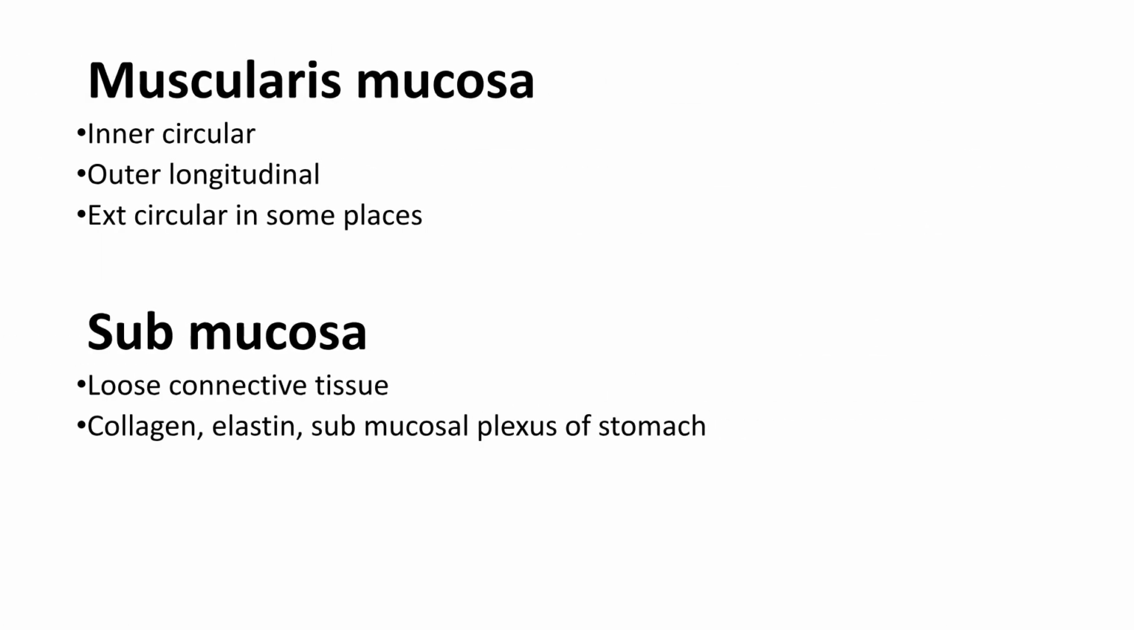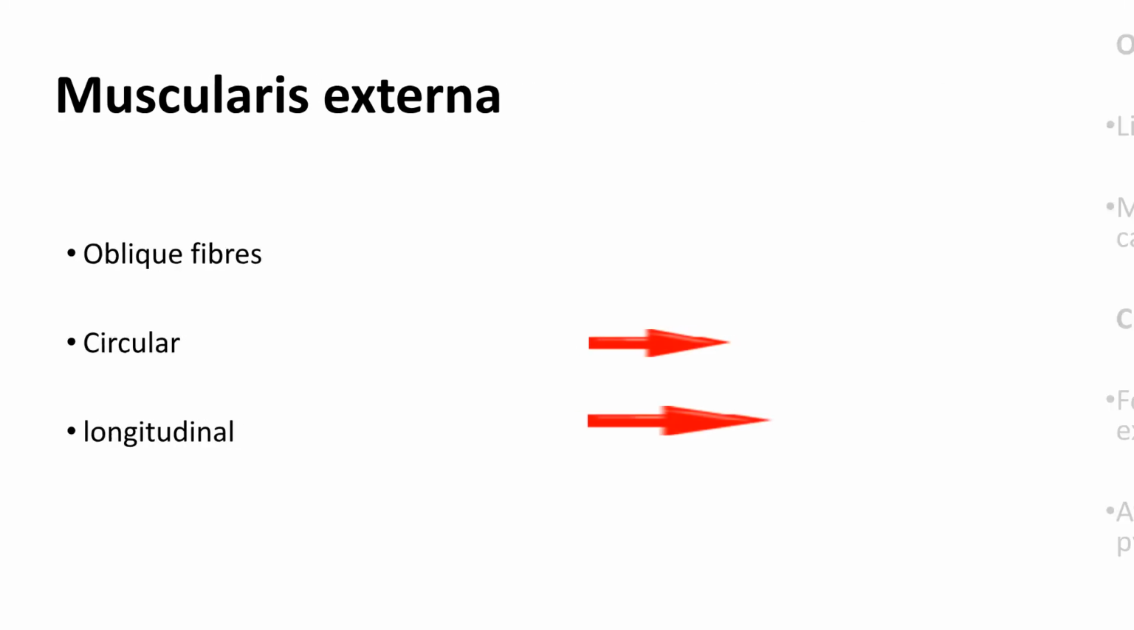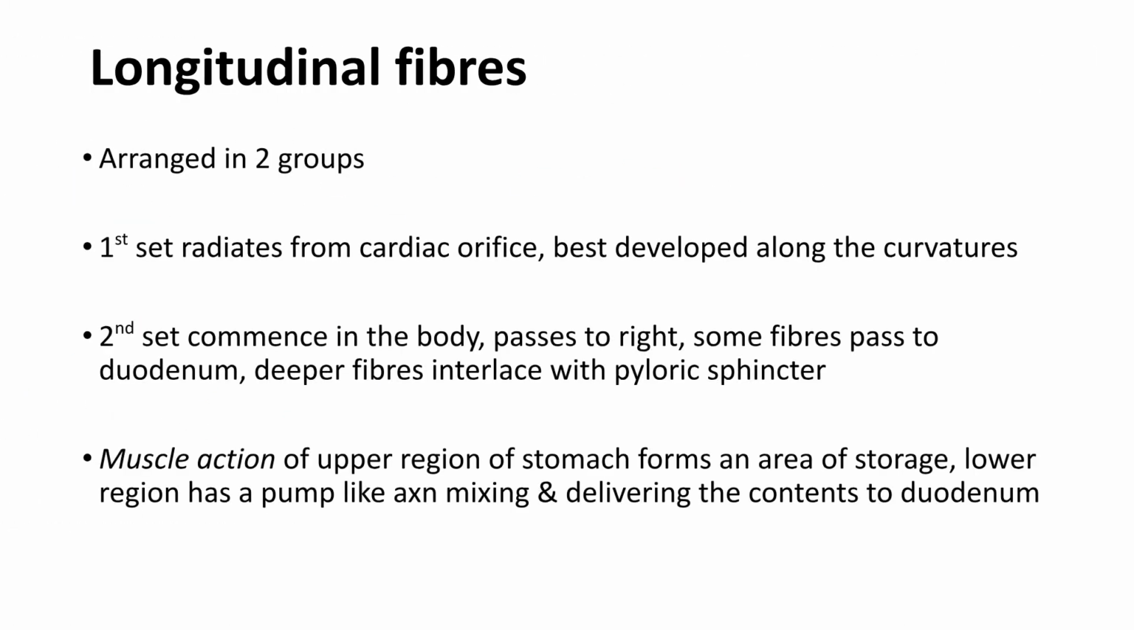The muscularis mucosa is made up of an inner circular layer, an outer longitudinal layer, and an external circular layer in some places. The submucosa consists of loose connective tissue, collagen, elastin, and the submucosal plexus of the stomach. The muscularis externa has 3 layers: oblique fibers, circular fibers, and longitudinal fibers. Oblique fibers are limited to the gastric body and are most developed near the cardiac orifice. Circular fibers form a uniform layer external to the oblique fibers and create the annular pyloric sphincter at the pylorus. Longitudinal fibers are arranged in 2 groups.